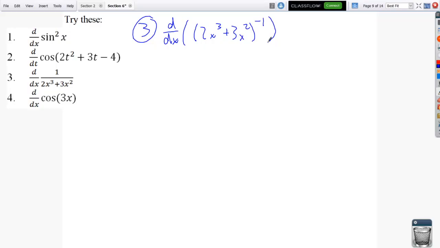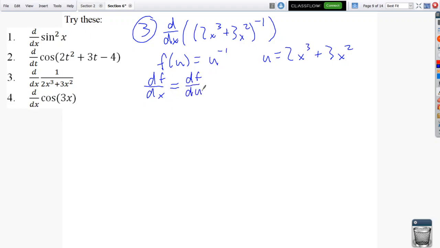So looking at this, I now look at this as my f of u is equal to u to the negative first. My u is going to be 2x cubed plus 3x squared. If I want to find df dx, I'm going to look at this as the df du times du dx, right? And again, since I have these laid out, they're not really that difficult to figure out.